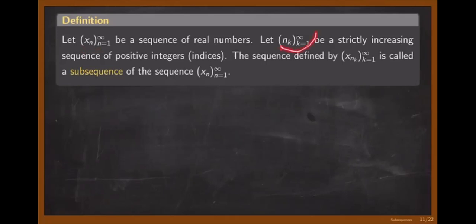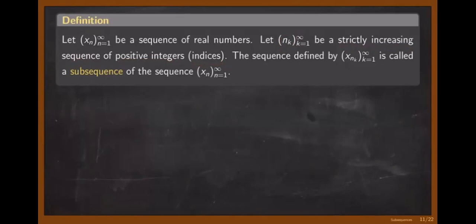Gagawa ko ng another sequence. Tawagin kong n sub k. This time, this is indexed by k, starting from 1 to infinity again. n sub k is a strictly increasing sequence of positive integers or indices. Plural ng index. Kumbaga, yung n1, yung n2, yung n3, sequence of indices. Di ba? 2, 5, 7, 11, na gano'n.